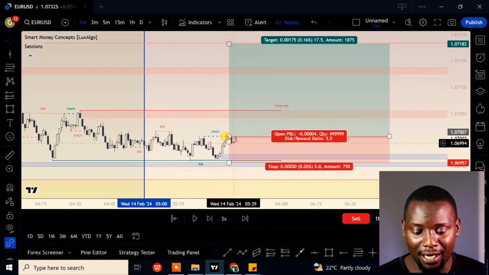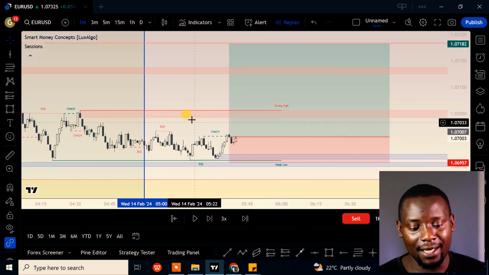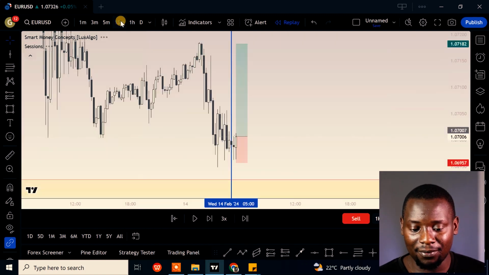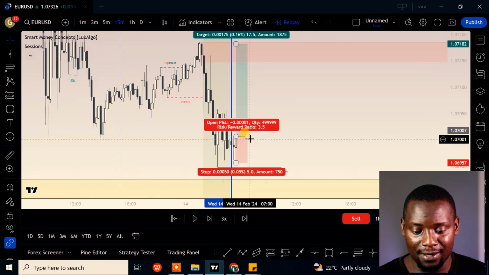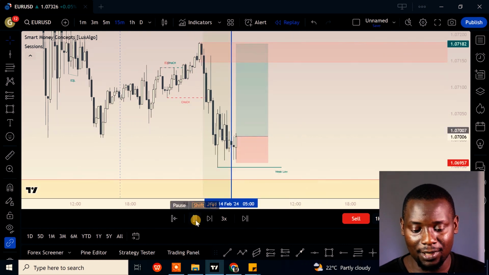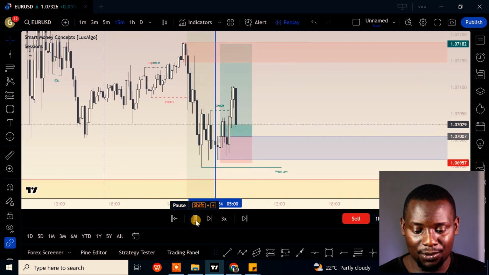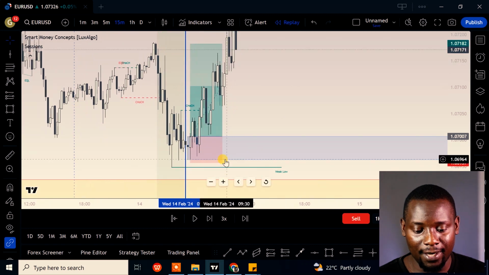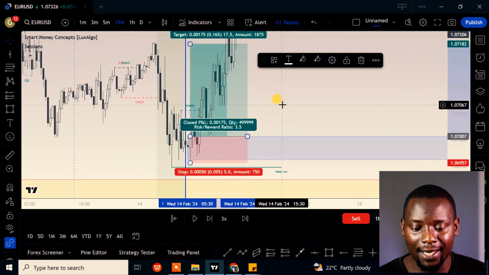So assuming our entry has been done, for us not to take so long, let's get back to the 15-minute time frame and see what price exactly does in this particular case. So let's play price and see. So you can see what price is doing right there. So boom, it hits our TP, and that is it.